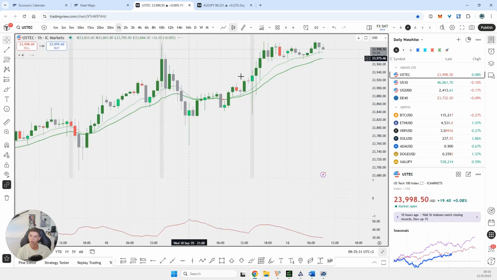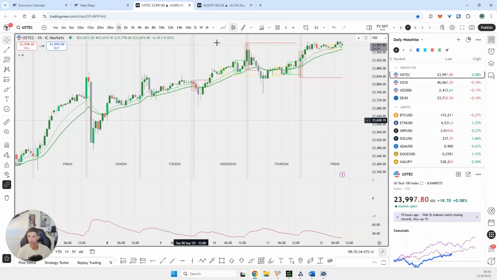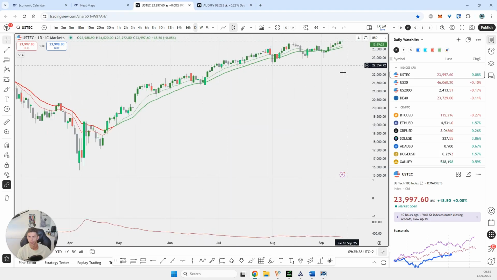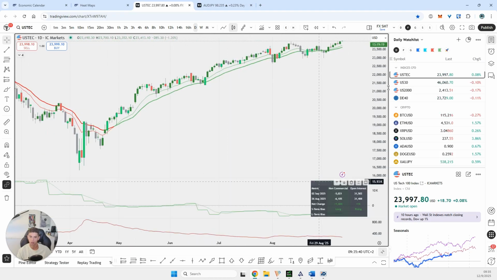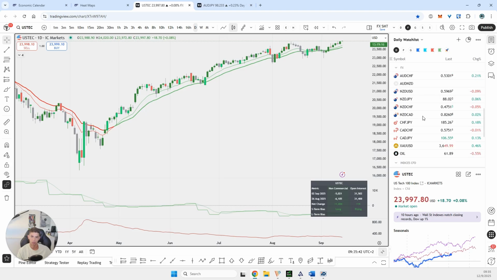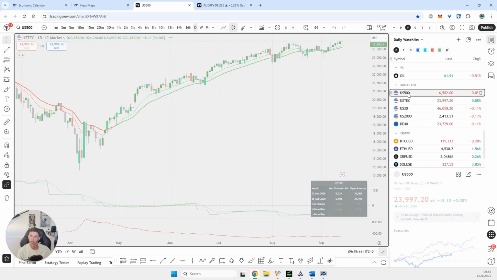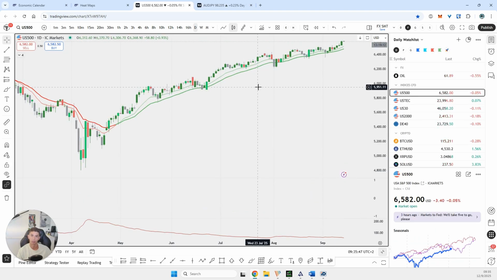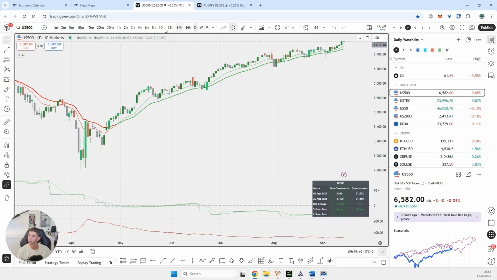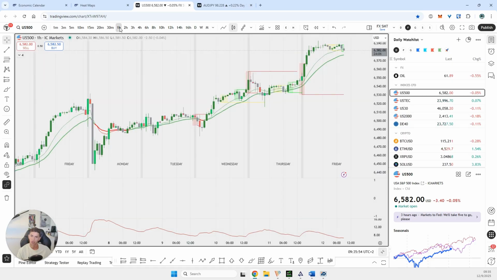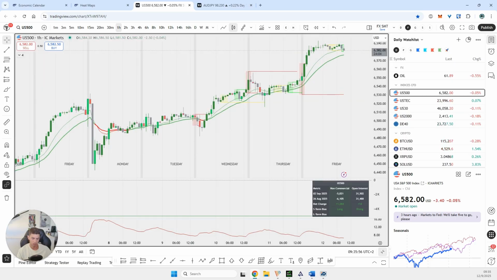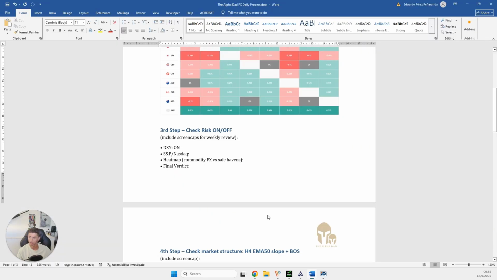4 hour, 1 hour. So we are trending upwards, right? Let's go to the daily. Yeah, so this also supports the risk on scenario. Let's see the US 500, the S&P, also the same. Bullish, which supports the risk on scenario because stocks are risky assets.